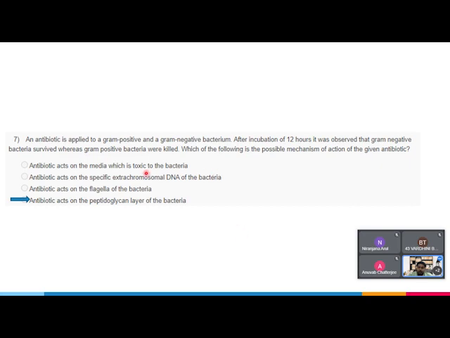So an antibiotic is applied to gram positive and gram negative bacteria, and after incubation for 12 hours, only gram negative bacteria survive, whereas gram positive bacteria were killed. Which is the possible mechanism of action of the given antibiotic? The obvious answer is peptidoglycan, because that is the only thing that is different between the two bacteria.